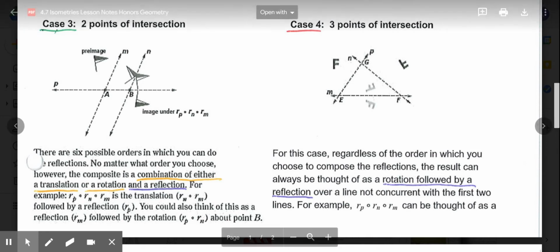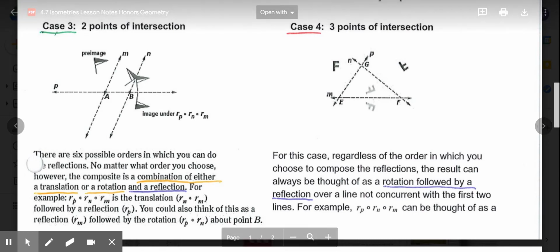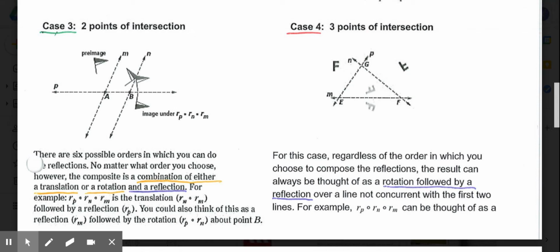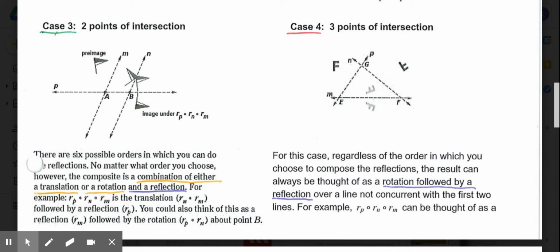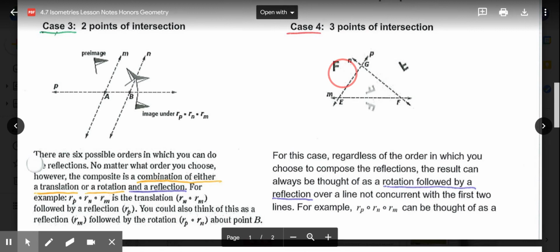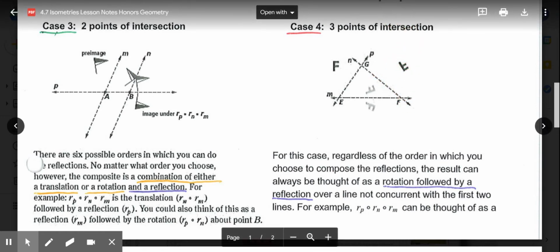And then lastly, we have case 4 with 3 points of intersection. For this case, no matter which order we go with these reflections over these 3 lines, the result is always going to be a rotation followed by a reflection, or a spin followed by a reflection. So if I took my original, rotated it down here, and then reflected that over line N, I would end up at my final point.